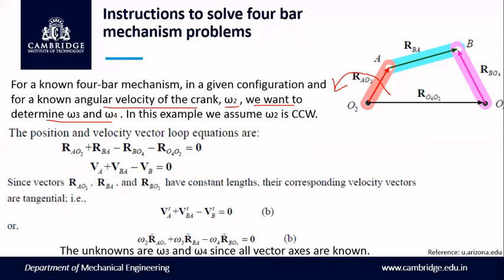If we write the position vector and velocity vector equations, R_A2 plus R_BA minus R_BO4 minus R_O4O2 should be equal to 0. And in terms of velocity vectors, velocity of point A plus velocity of B with respect to A minus V_B is equal to 0. You can see the direction of the vectors inside the diagram. The red color vector arrow mark is in this direction, then the black color vector and the pink color vector, and one more black color vector. Hence the summation of these velocity vectors must be equal to 0.